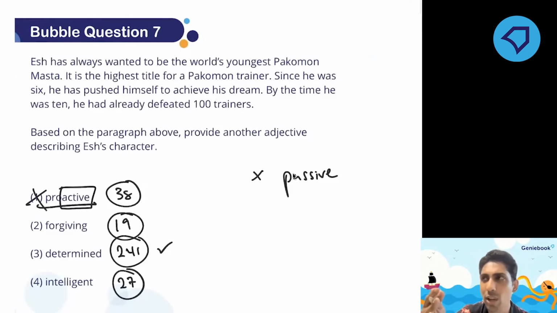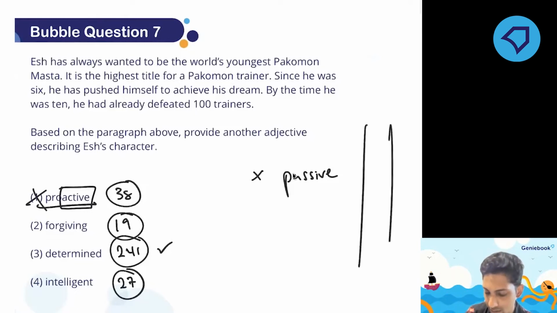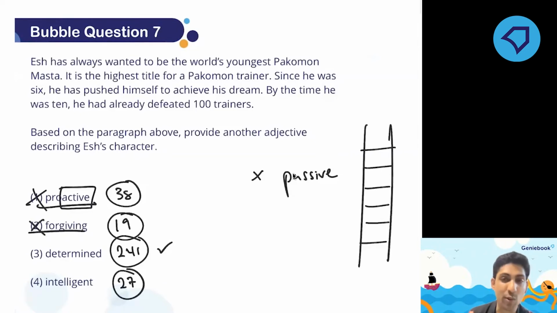It's a very logical step, like a ladder. So we don't know what the process is like. Therefore, we shall not assume. Number two, forgiving. I have no idea who did anything wrong to Ash. Maybe no one. Number three, determined.